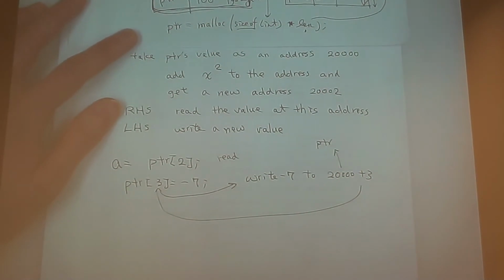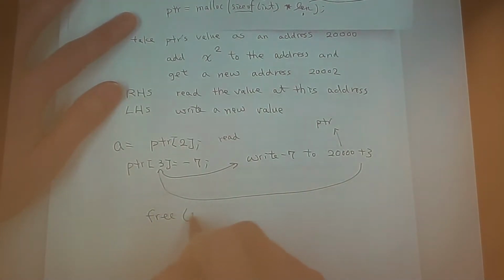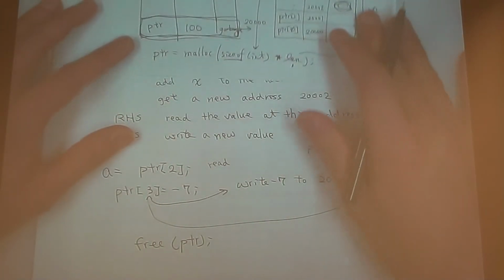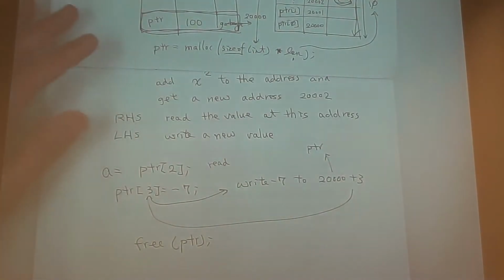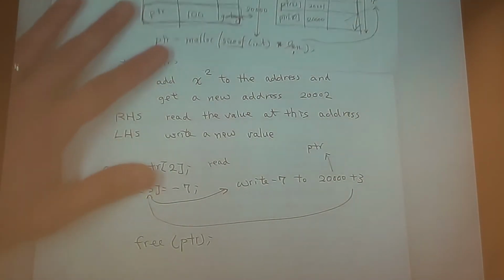After you are done with this piece of memory, you don't need it anymore. You need to say free PTR. There's no size. You will free the whole chunk. You cannot free part of it. All the values will be gone. Garbage. Everything here will be gone, garbage.